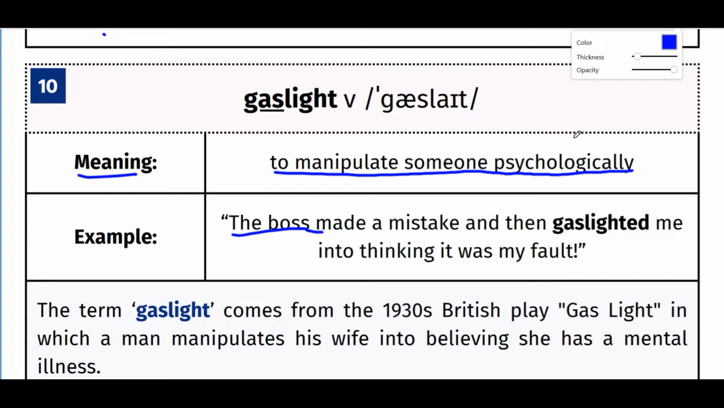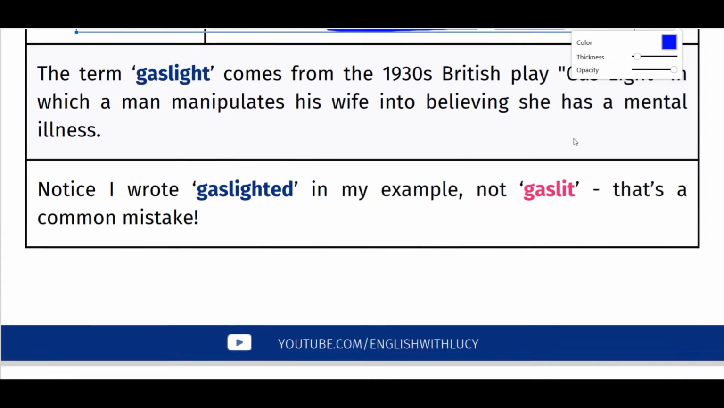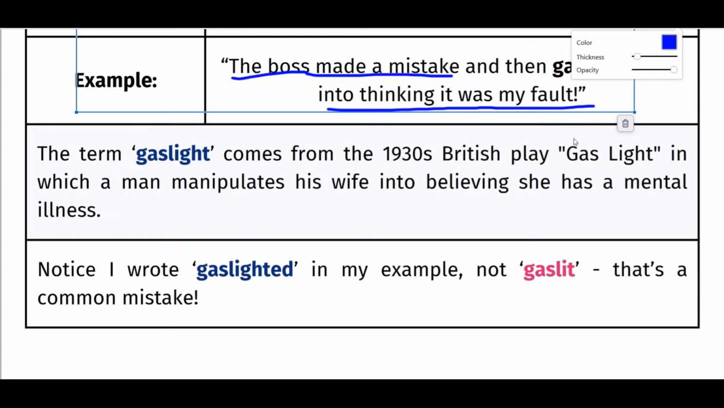The boss made a mistake. So the one that made a mistake was the boss. Now the boss used his or her position and did what? Gaslighted this person into thinking that that person is at fault. So the boss made a mistake and then gaslighted me into thinking it was my fault. So that is manipulation. You make a mistake, but you put it on somebody else's thinking. So you made them feel guilty as if they are the one with that mistake.